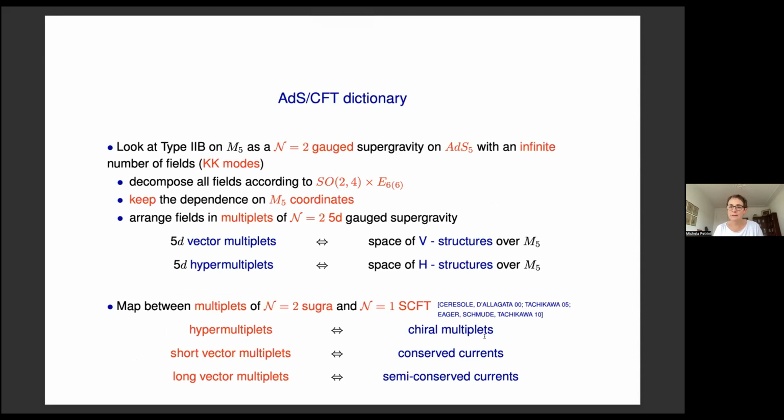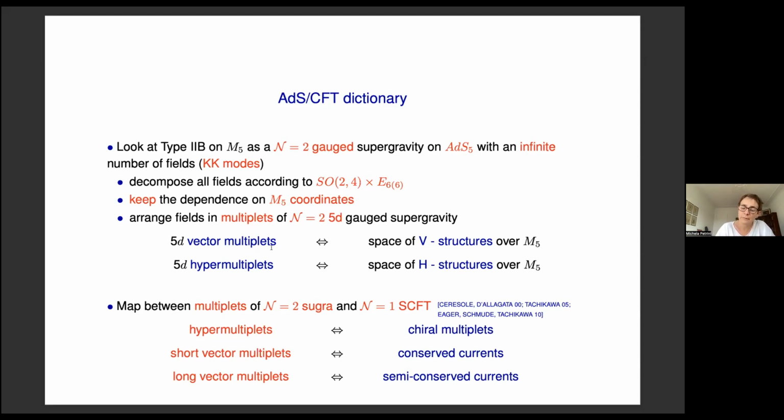To do that, let me go back to the dictionary between AdS/CFT and the gravity solutions, because I want to do the extra step to make the dictionary with our structures X and K. And the idea is that I can think about type IIB supergravity on an AdS5 times S5 background as a 5-dimensional N=2 gauged supergravity with an infinite number of modes, infinite towers of modes. And these modes, I can organize them by splitting them according to the isometries of AdS5, and then the internal part, I will organize it in representations of E6(6). And in particular, in doing that, I rearrange the fields of type IIB supergravity according to the multiplets of N=2 gauged supergravity.